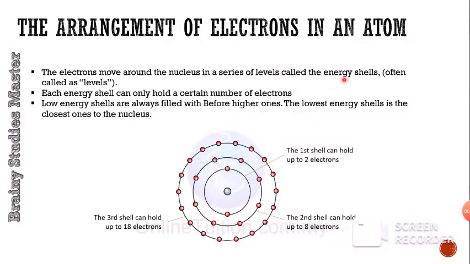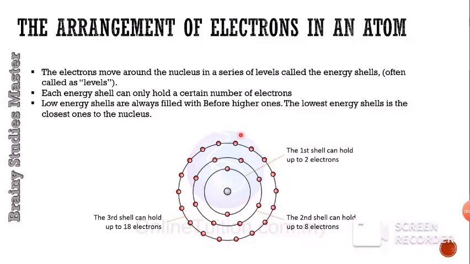We can often call them levels. Each energy shell can only hold a certain number of electrons. So there is a unique number of electrons that every shell can hold. Low energy shells always come before the higher ones. The lowest energy shell is the closest one to the nucleus.